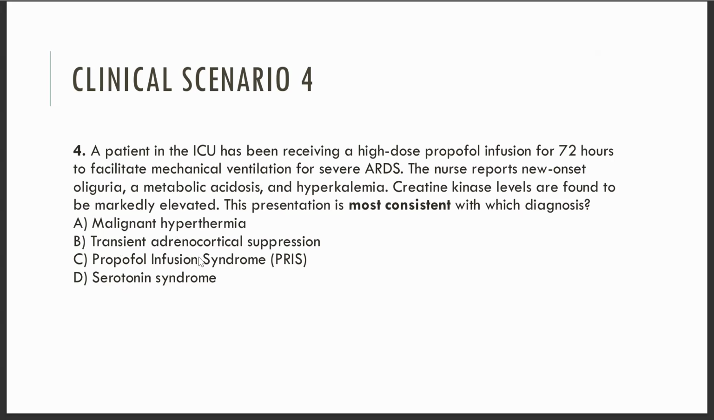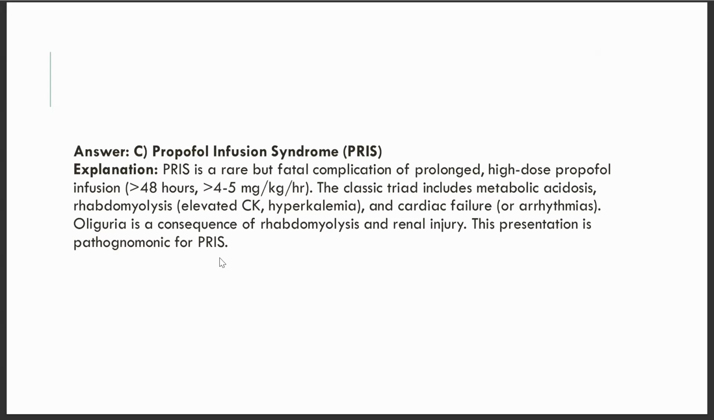C, propofol infusion syndrome. To connect the dots, this explanation demonstrates PRIS is a rare but fatal complication of prolonged high dose propofol infusion, greater than 48 hours with a dose greater than 4 to 5 mg per kg per hour. The classic triad includes metabolic acidosis, rhabdomyolysis with elevated creatine kinase and hyperkalemia showing muscle damage, and cardiac failure or arrhythmias. Oliguria is a consequence of rhabdomyolysis and renal injury. This presentation is pathognomonic for PRIS, propofol infusion syndrome.